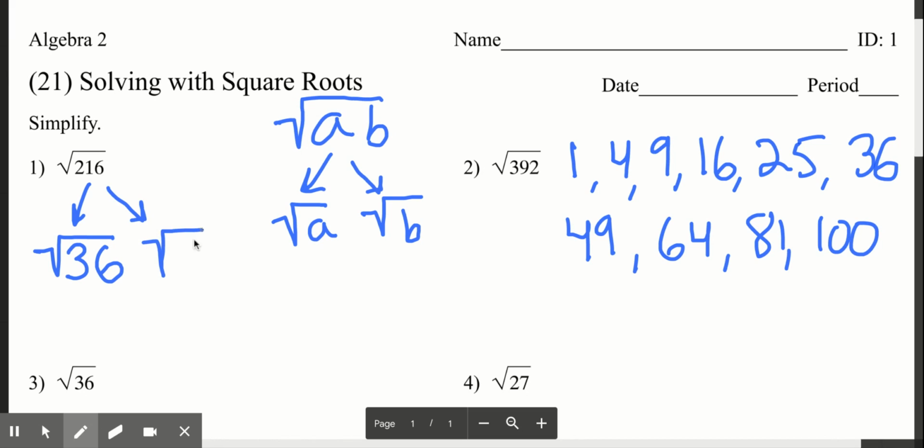And now we see why I'm looking for one of these. Because what is the square root of 36? It is 6. So I can write this simplified version of the radical, and that can be my answer.